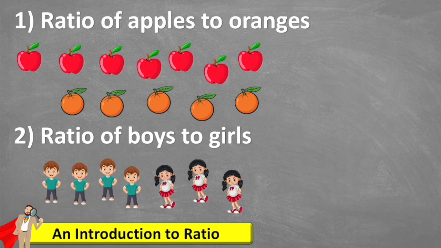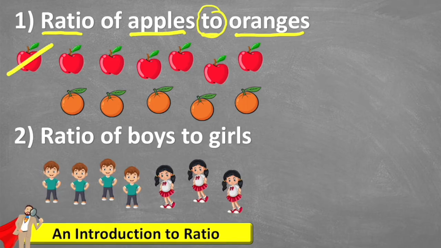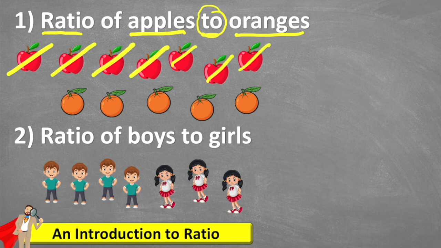So let's have a look at this first example together, and this says the ratio of apples to oranges. Now the order that a ratio question is given to you is very important because we're looking at the ratio of apples to oranges. And there's a number of different ways that we can show this in a ratio. Our first one, we're going to simply just count our apples, and we've got 1, 2, 3, 4, 5, 6, 7. So we have 7 apples to how many oranges?